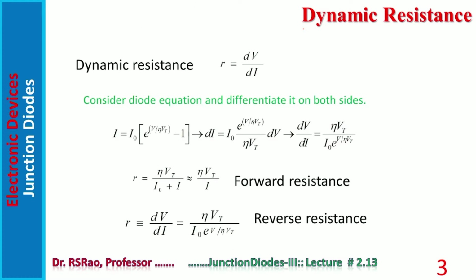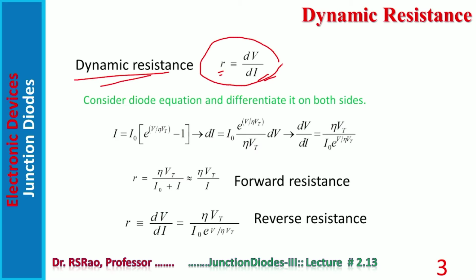After having this understanding, we consider dynamic resistance of a diode, a PN junction diode. As already mentioned, by definition, dynamic resistance small r is delta V by delta I. In the limit, when delta I and delta V become very, very small, we can say delta V by delta I is equal to dV by dI.